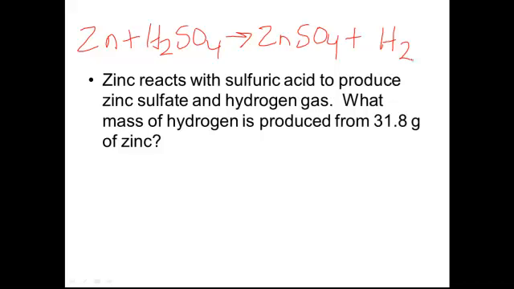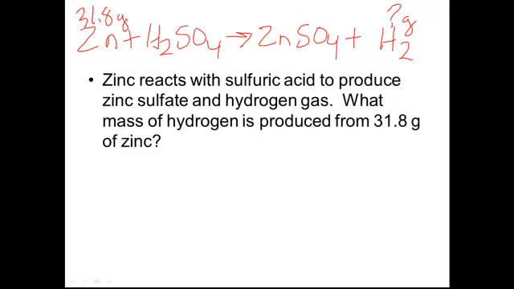Okay, let's check and make sure that we're balanced here. And just a quick look: 1 zinc, 2 hydrogens, 2 hydrogens, SO4, SO4. We are balanced. There's nothing we need to do to balance this. So the question is, what mass of hydrogen is produced? They want to know how many grams of hydrogen is produced from 31.8 grams of zinc.